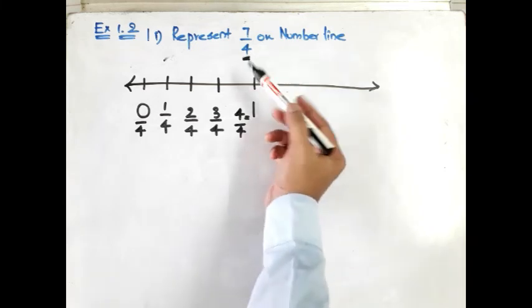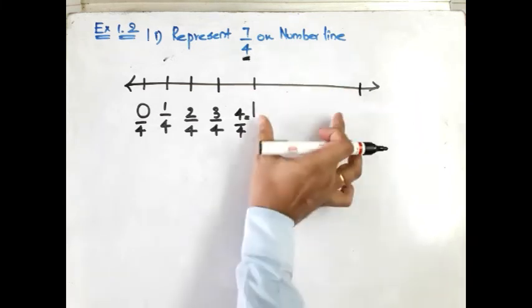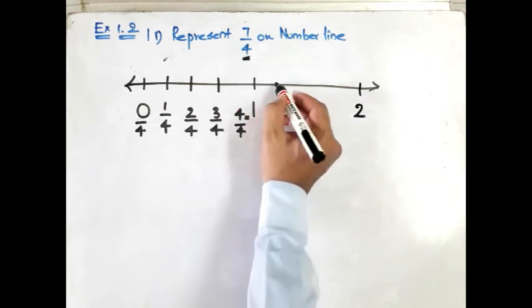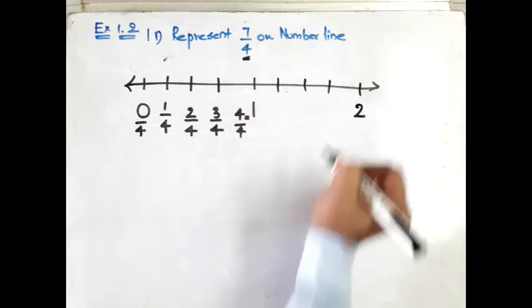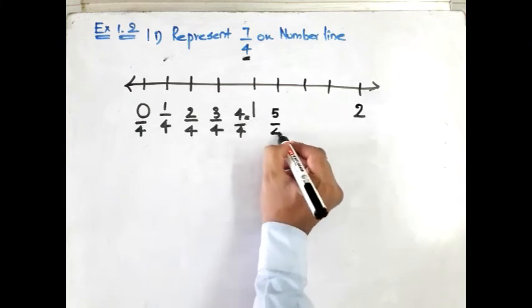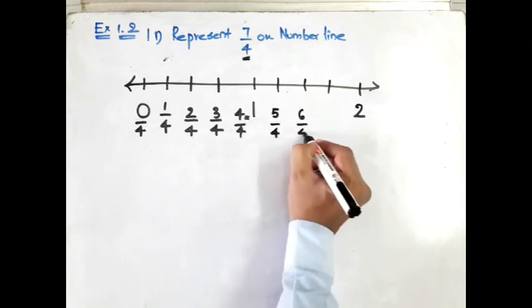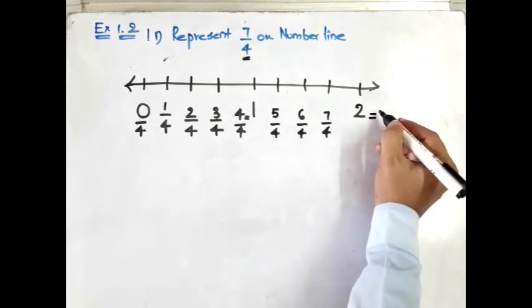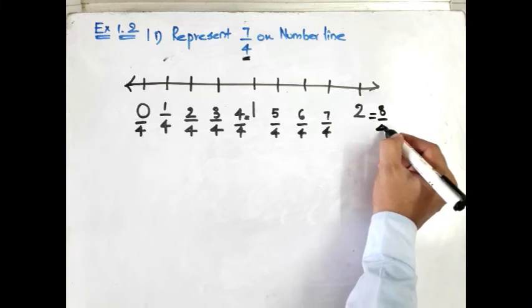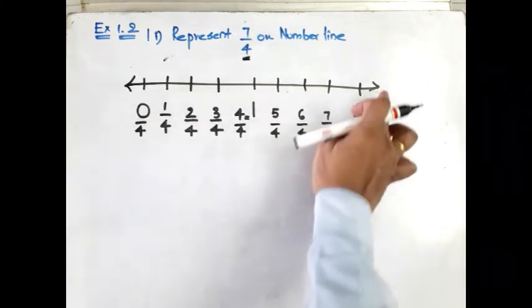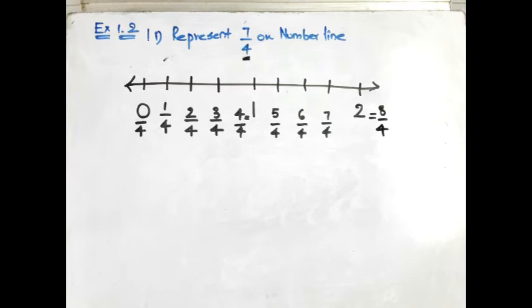Again, take the denominator. What will be the unit length after 1? It will be 2. And this 4 indicates again you have to divide this into 4 equal parts. So now we are at 4 by 4. Next 5 by 4. Next 6 by 4. Next 7 by 4. We can write 2 as 8 by 4. If you stop here also, not a problem. But please be careful, arrows are compulsory because they indicate the line.